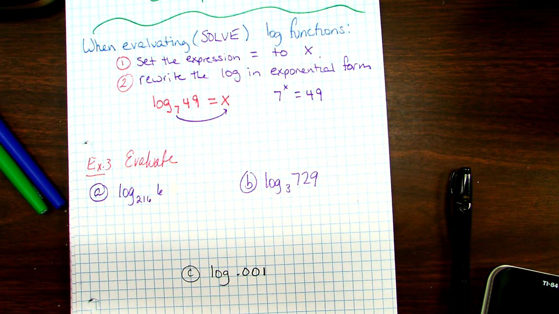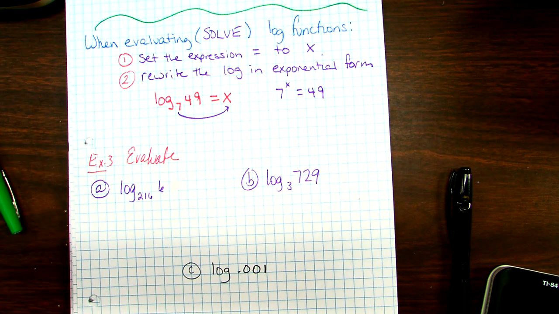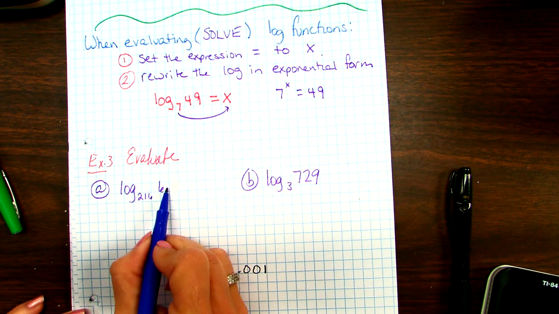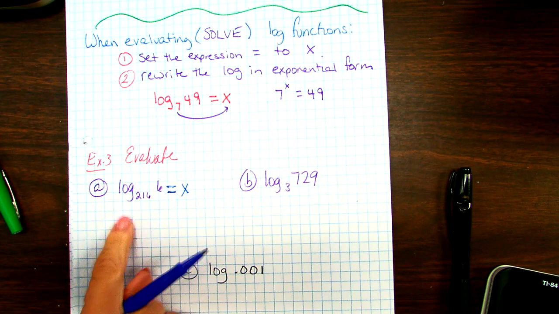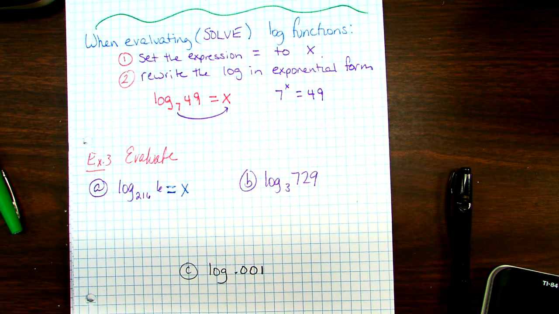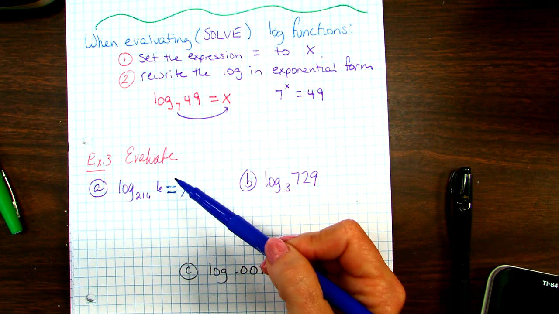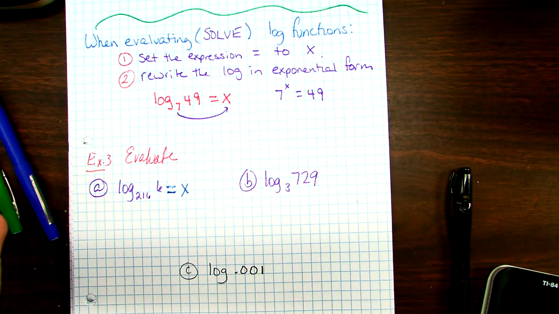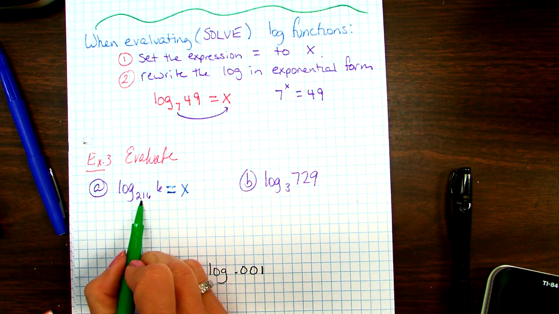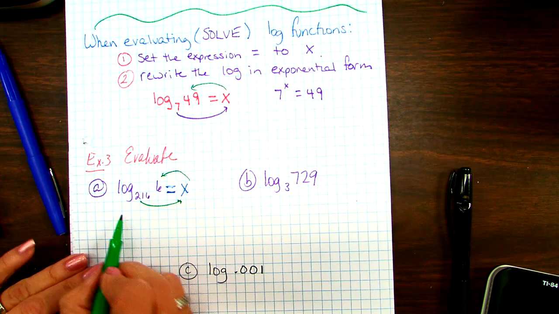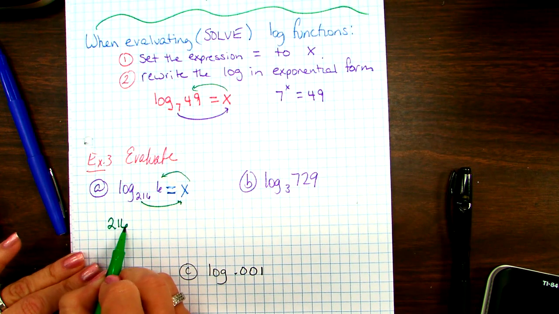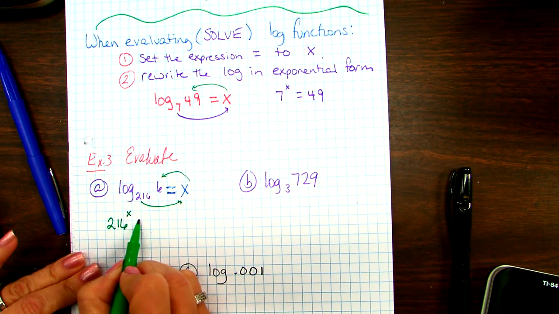Okay, so the first step, as I said, is to set the expression equal to x. So here's step 1. Watch, because if you blink, you'll miss it. Equals x. Okay, make it an equation. Our expression became an equation. And now it's set up to rewrite just like we did here. Base 216 to the power of x equals 6. So that's 216 to the power of x equals 6.